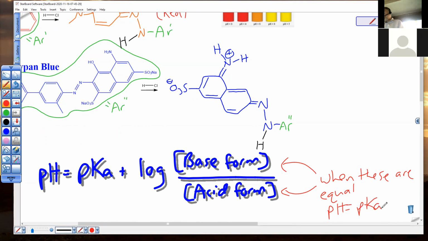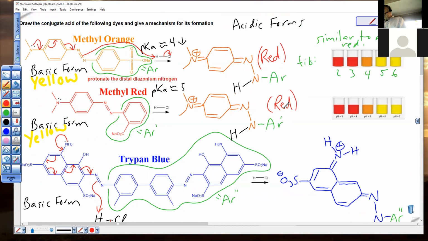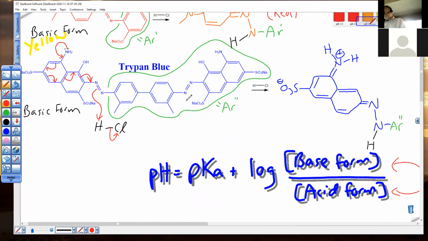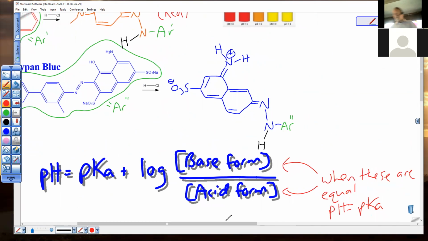So what happens when you have equal amounts, visually, of red and yellow? What do you see? You see orange. Similarly here, equal amounts of red and yellow at a different pH, you see orange. And whatever the colors would be here, when we had equal amounts, we'd see an intermediate color. Okay, so the visual actually has numerical connotations, and that is a good spot for us to stop.